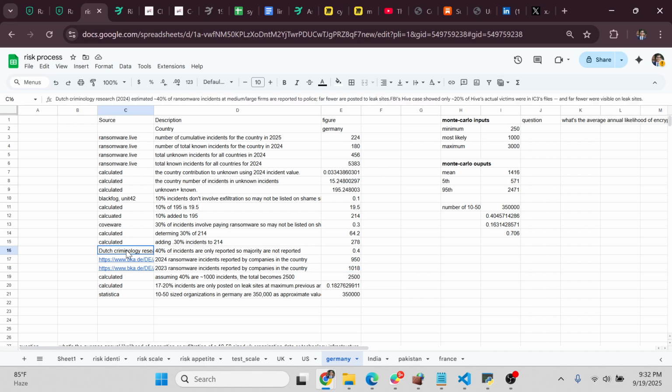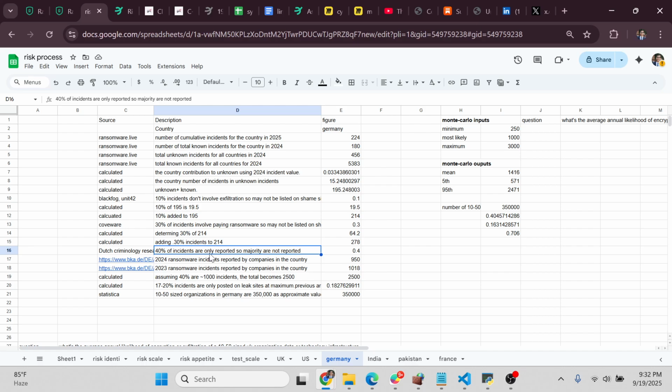But there is also one estimate that only 40% of incidents are reported, meaning that 950 is just 40%. The 60% is not reported. So when we account for that 60% not reported, it is around 2,500. There is also 17 to 20% on the posted-on-leak-site side, but it's not relevant here, so I'm going to remove it.